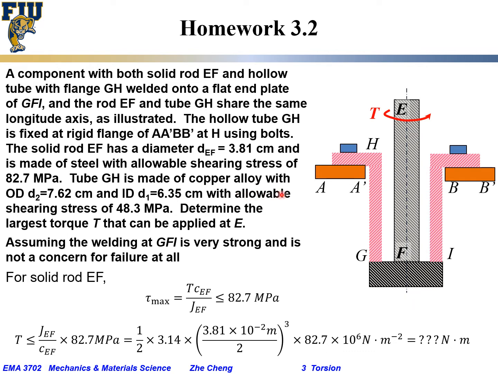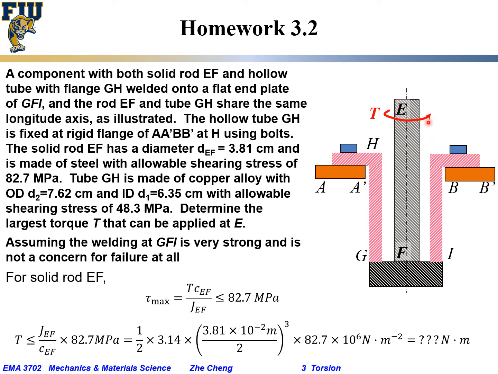And the allowable stress for this copper tube is lower at 48.3 megapascal. Okay, so we know the material property for the tube, for the rod, the geometric diameter for the tube, for the rod in the center, and then we want to determine the largest external torque T that can be applied at the E end. So A prime, B prime are fixed.